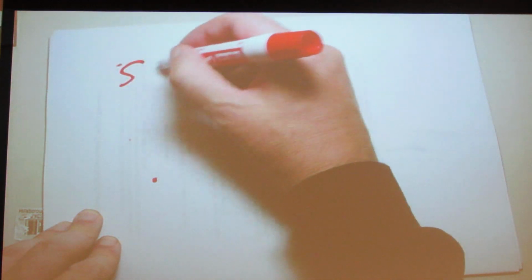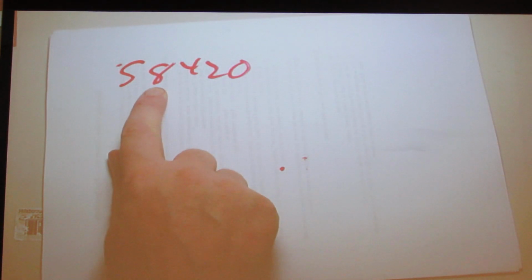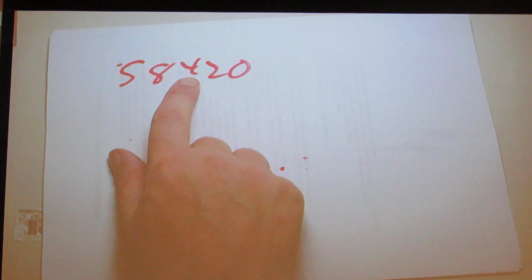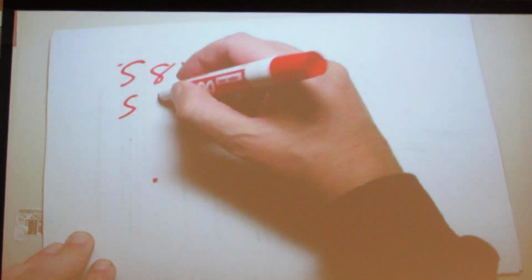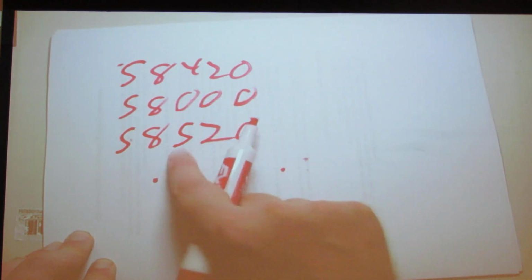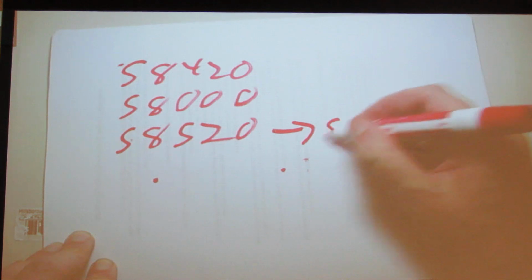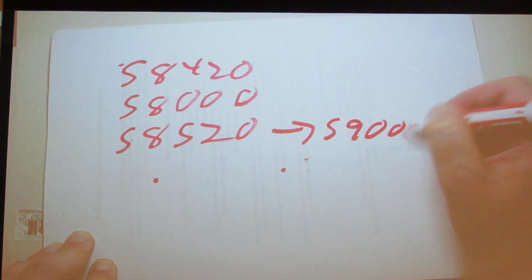Then you're going to have one where you need to round. Let's say that you have 58,420 and round to the nearest thousand. This is the thousand, so you're going to look at the one right past it, and it's a 4, which is less than a 5. So when you round this, it will be 58,000. However, let's say you have 58,520. Since this 5 is bigger, it's going to become 59,000.